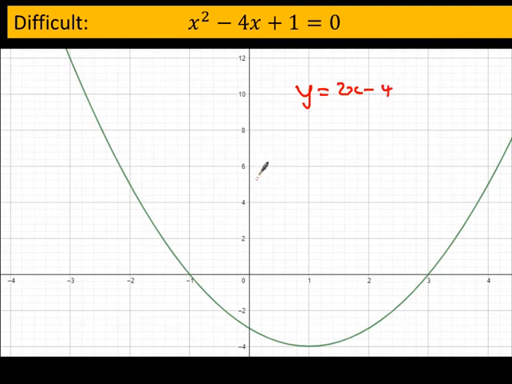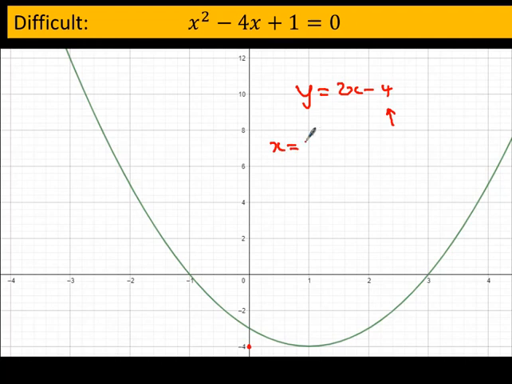Okay, so let's draw that graph on top of this one. First of all, the intercept: because it's a straight line graph, y equals mx plus c, the intercept is minus 4. So on the y-axis it's going to go through minus 4, so I'm going to plot that point there. And the gradient is 2, but what I'll do is sub in two numbers.